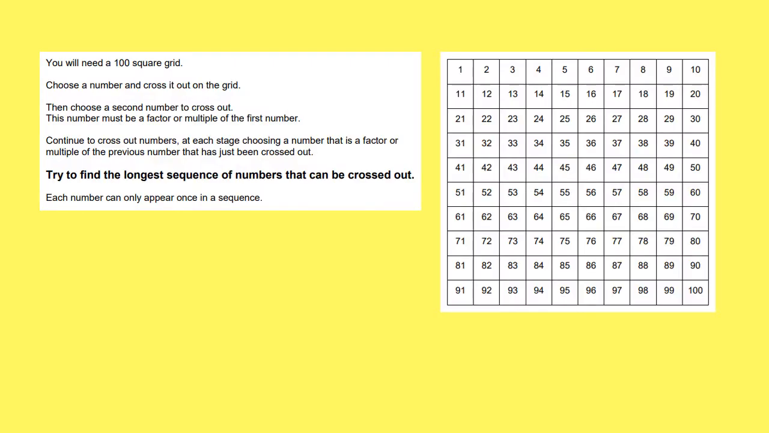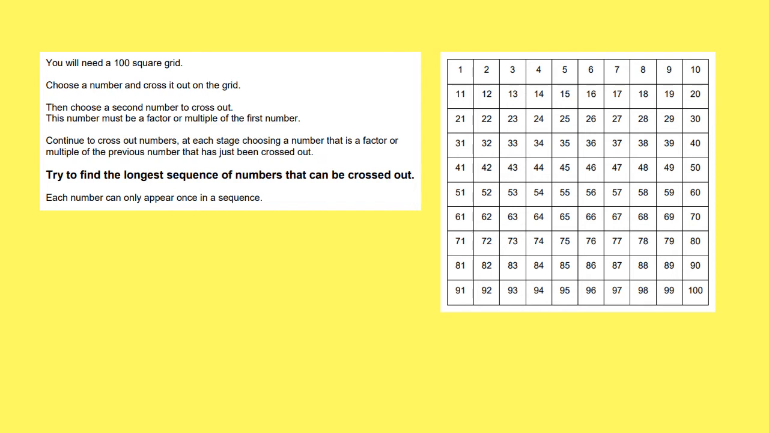So here are your activities for today. This is a game that we've had a go at already in class this year, but it's a good reminder of factors and multiples. You need a 100 square grid, you can use the one on the right. And as you choose a number, you need to make a record of it and write it down so that you know you've used it. If you can print out the grid, then you could cross it out on the grid.